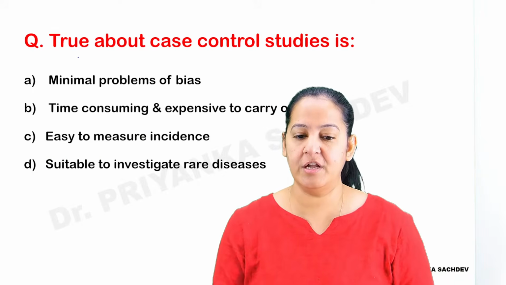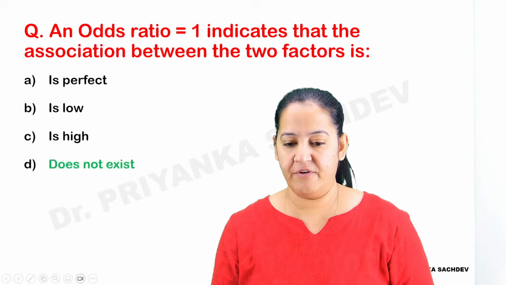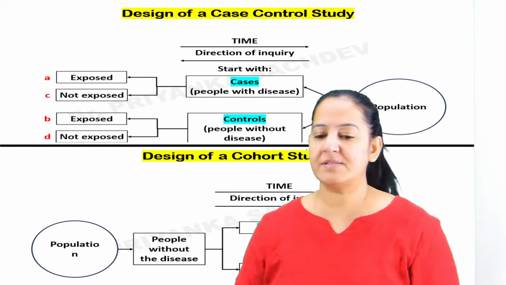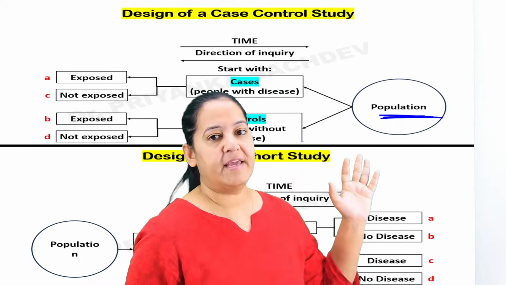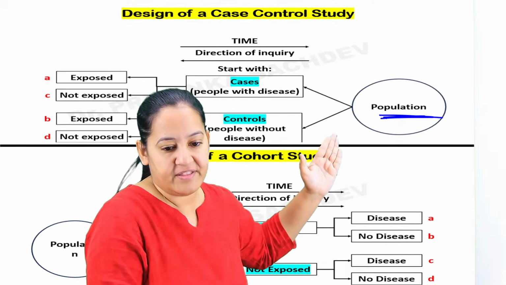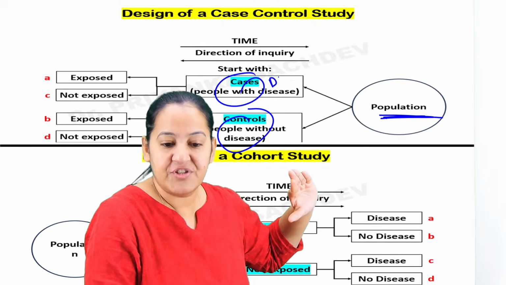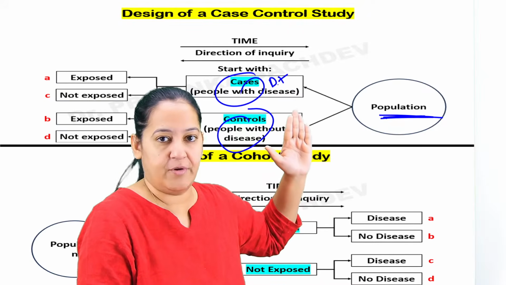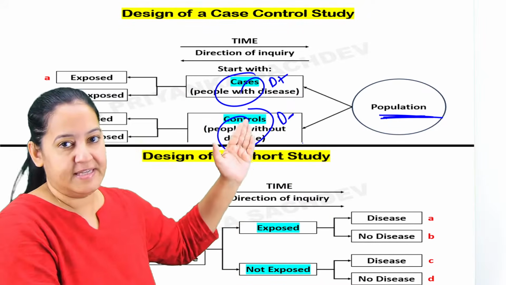Coming to the next question. Which of the following is true about case control study? I forgot to tell you here, compare the 2 studies. What is the starting point in case control? In the case control study, we are starting with 100 cases and 100 controls. A case is a person in whom the disease is present. So we have 100 in whom lung cancer or that particular disease is present, and 100 in whom the disease is absent.